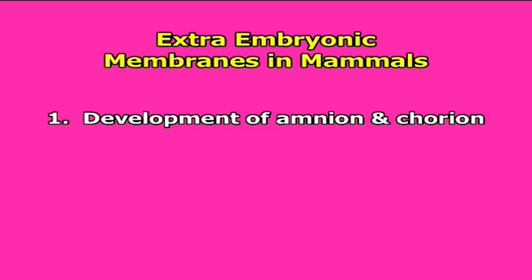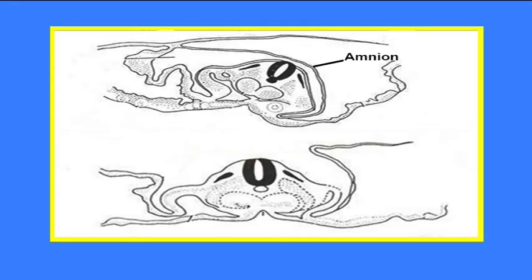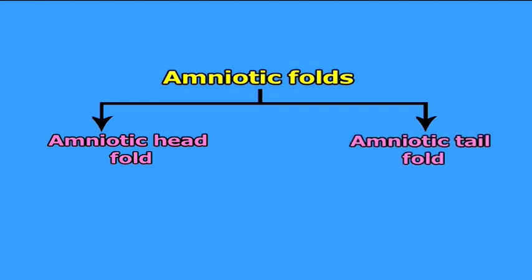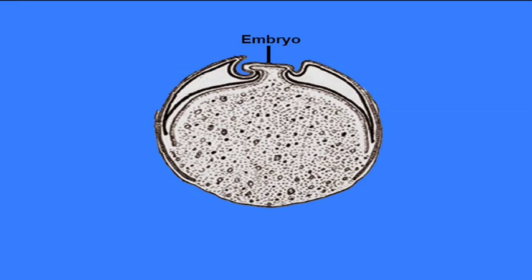Development of amnion and chorion. Amnion and chorion develop simultaneously as upward projecting folds of somatopleure called amniotic folds. 2 types of amniotic folds develop. They are named according to their location. They are the amniotic head fold and the amniotic tail fold. First of all, the amniotic tail fold appears. It grows over the embryo dorsally and then grows forward.